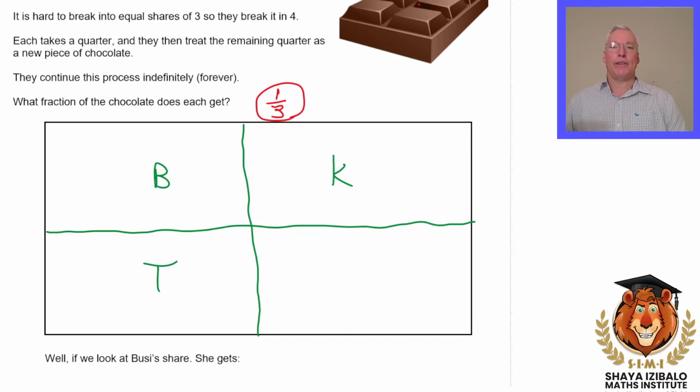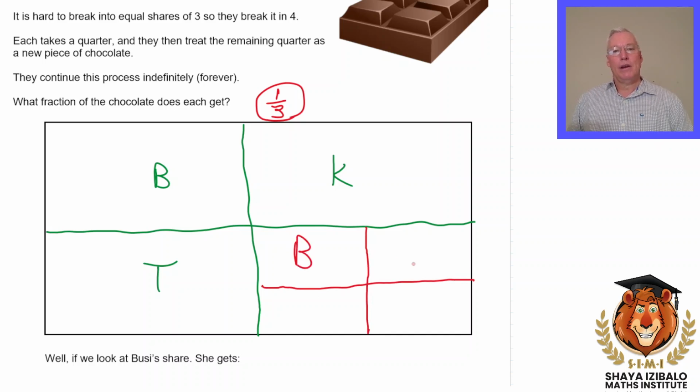It's hard to break it into 3. So what we do is we break it into 4 again. 4 equal pieces. And Busi will take a piece. Kwanele will take a piece. And Tabo will take a piece. All right? Now there's a piece left. So what do you think we should do? Well, absolutely. Let's just keep on going. Let's just keep on breaking this into 4. Okay? Busi gets a piece. Kwanele gets a piece. Tabo gets a piece. There's a piece left. What do you think we should do? We should break it into 4. Busi gets a piece. Kwanele gets a piece.